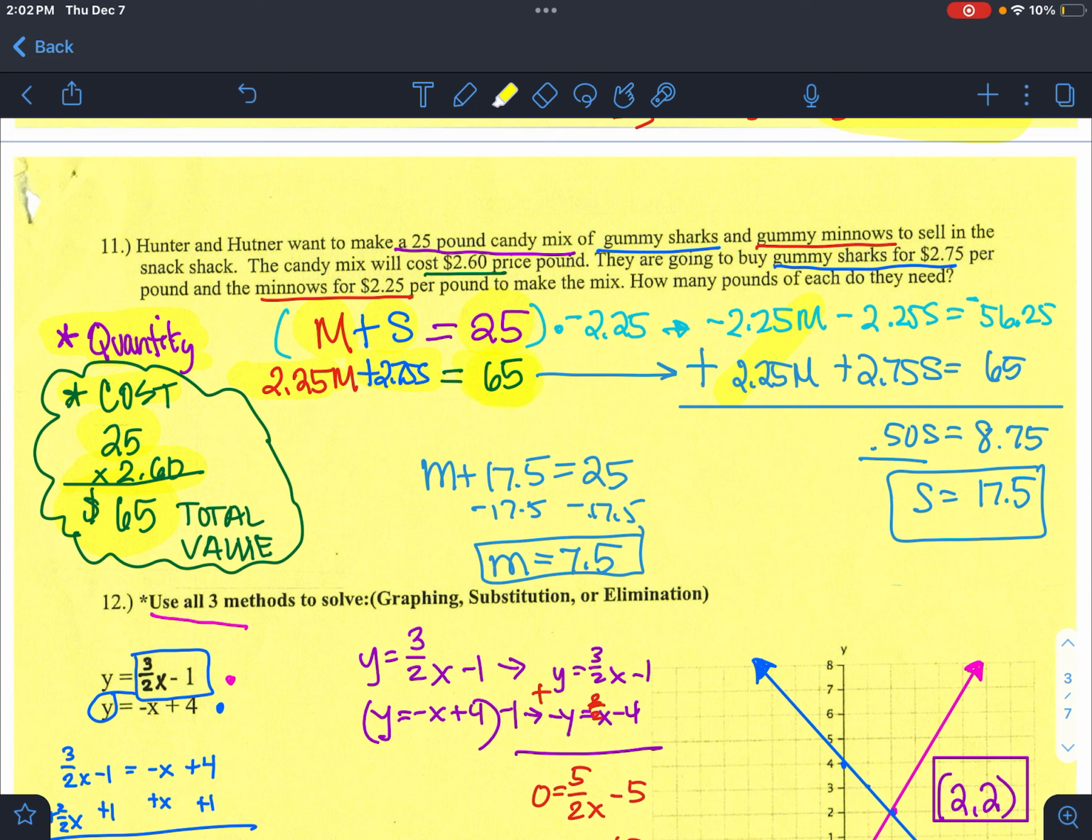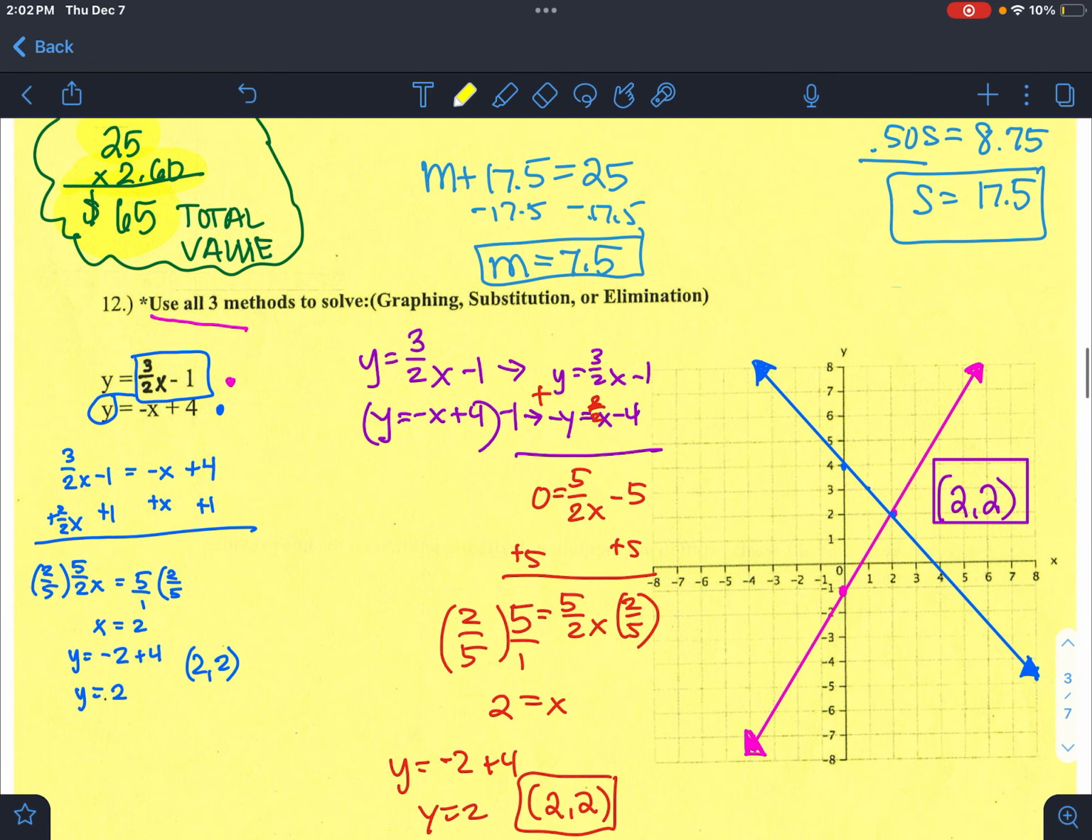Then we solve using elimination. We decided as a class to eliminate the minnows. So we did that, and we found out the sharks were 17.5 pounds out of the 25-pound mixture, leaving the minnows being 7.5.